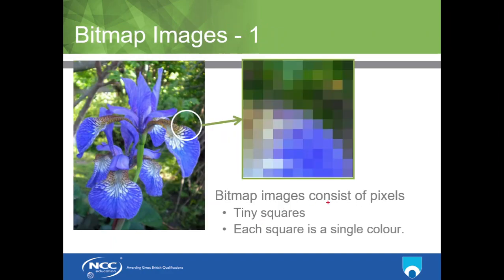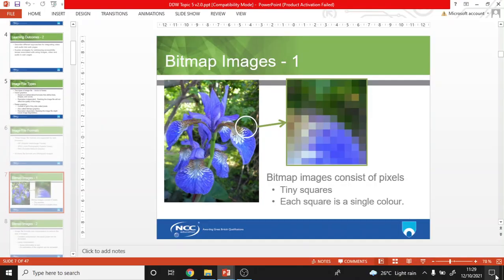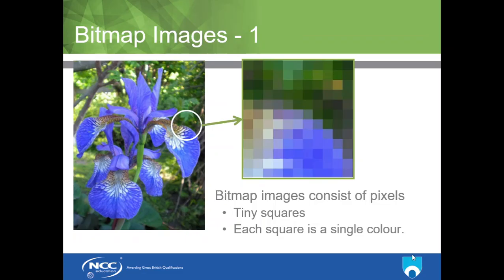What are bitmapped images? They are formed by tiny squares. Each square contains a single color. For example, you can see here, if we zoom so much into this image, at this particular area, we are able to see the tiny squares. That one is a color, that one is a color. You can see this one is that shade of blue, for example. We have another color here, and another color here. So that is what we call a bitmapped image. It's made up of tiny squares, each of which contains a single color. Okay.